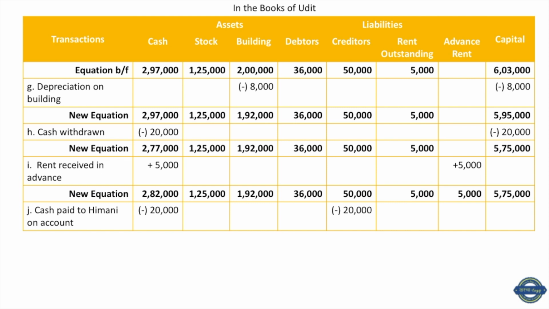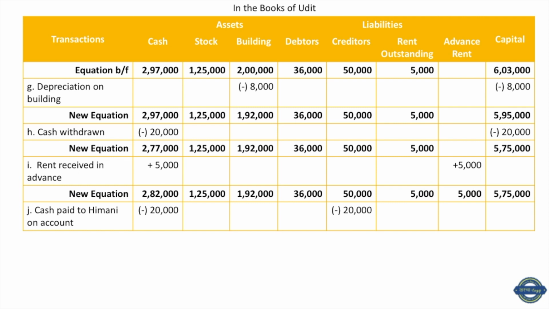Cash paid to Himani on account. Let's discuss what this means. On account means whatever money that we owe to Himani, we are paying a part of this from the account that we have made for Himani. In Himani's column, we are showing that we owe rupees 50,000 to Himani. However, we have paid only rupees 20,000. Therefore, we will deduct rupees 20,000 in cash.